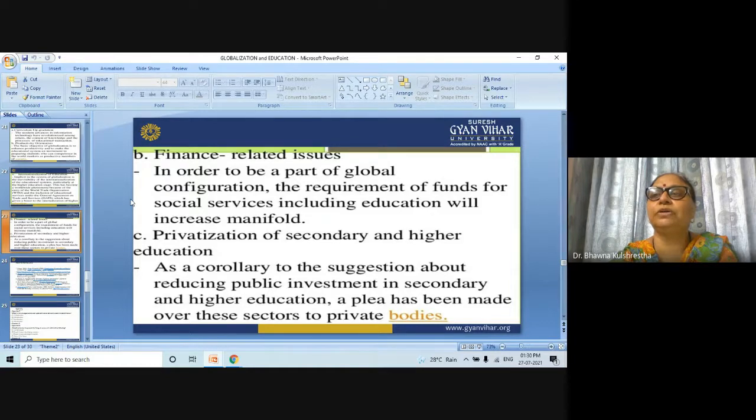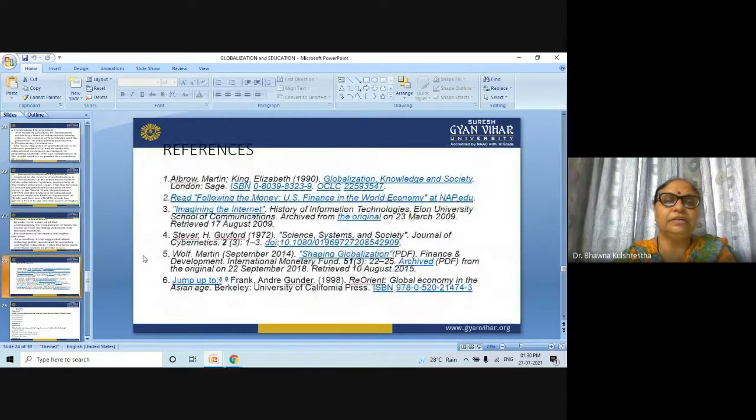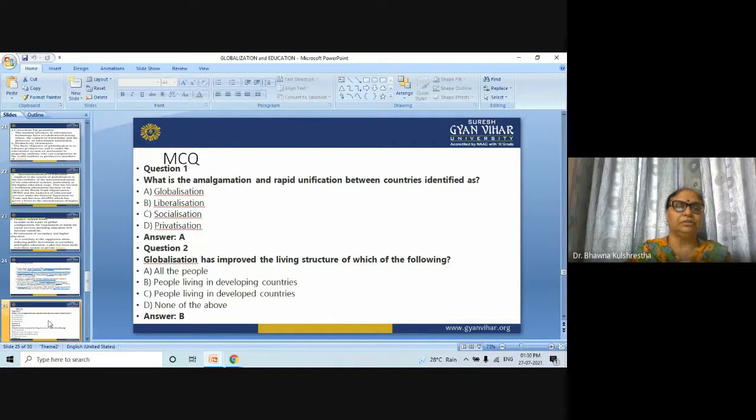However, these processes are uneven and they impact different communities in various ways, which are clearly not, on the whole, simplified as all good or all bad. These are the notes on globalization and education. At the end of this topic, some references are given. These are the references of this topic. And multiple choice questions are also there.